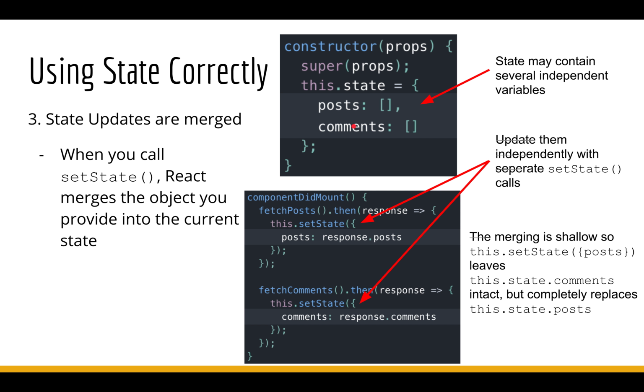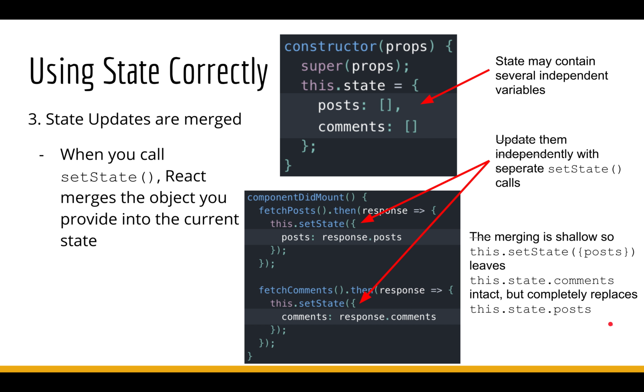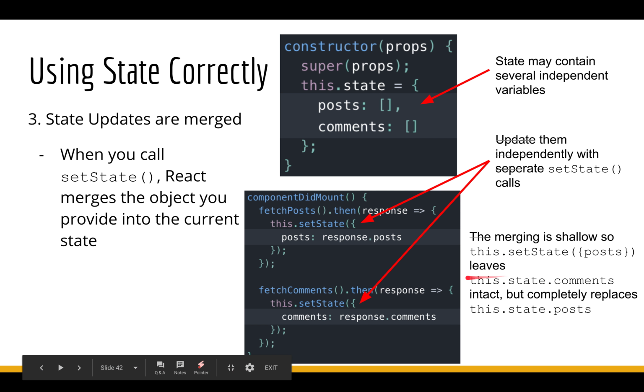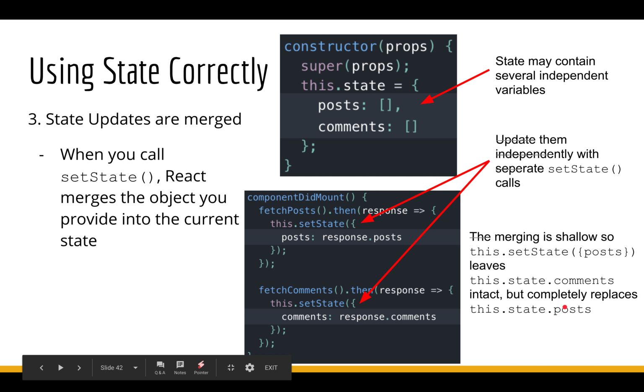It's just going to do a shallow copy, and it's going to replace the posts here with the posts that I'm giving it in setState. And the same thing occurs here for comments as well. And so here we see on the side, the merging is shallow. So this.setState posts leaves this.state.comments intact, but completely replaces this.state.posts.